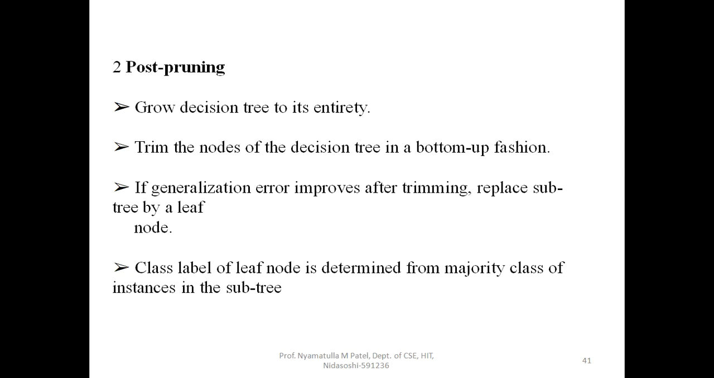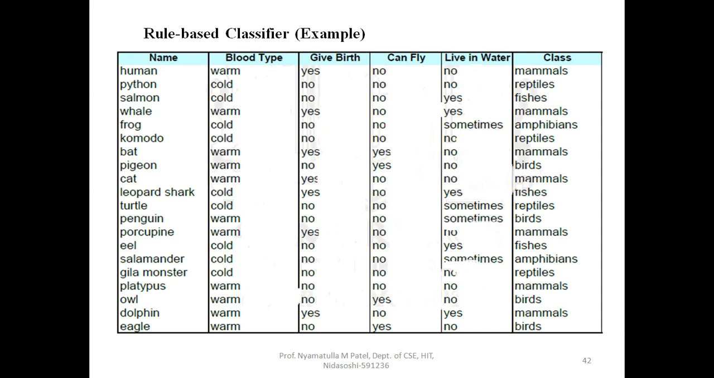The class label of a leaf node is determined by the majority class of instances in the subtree. So, what will be the class of a leaf node? That will depend on the majority class of the instances in a subtree. If the majority class in a subtree is 1, then the leaf node will have class 1. If the majority class in the subtree is 2, then the leaf node will also have class 2.